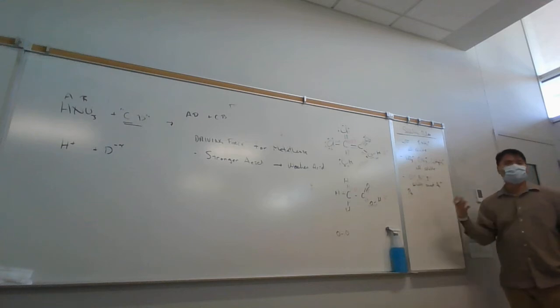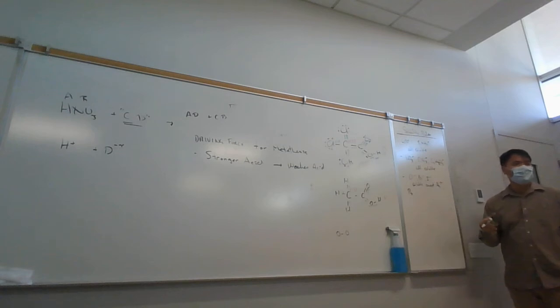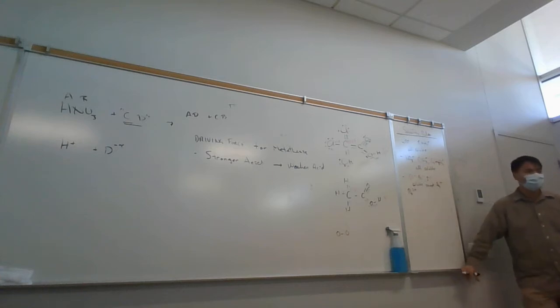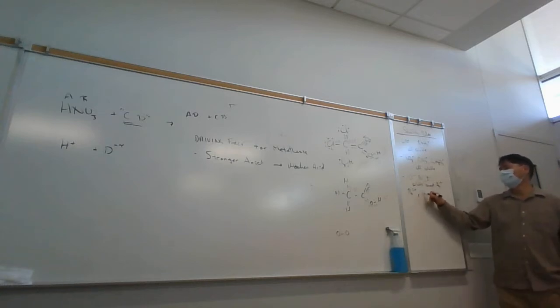Lead has +2 and +4, right? Lead 4 is more molecular, more covalent. Lead 2 is more ionic, more ionic lattice. And mercury 1. Mercury 1 is Hg2, 2+.